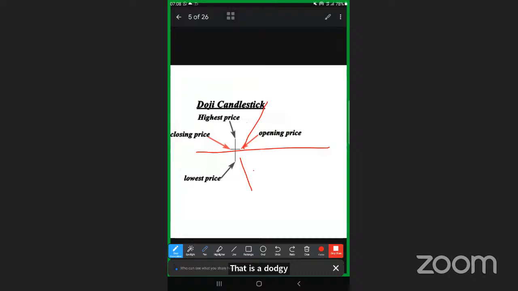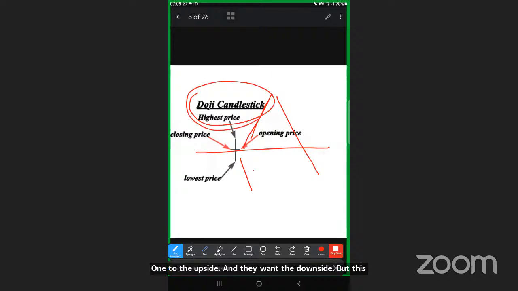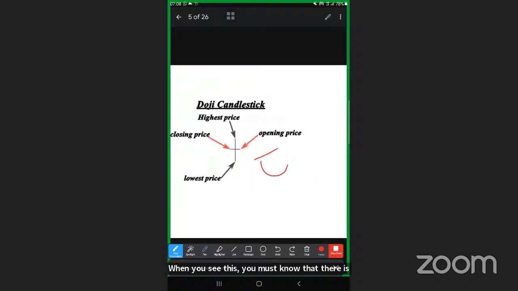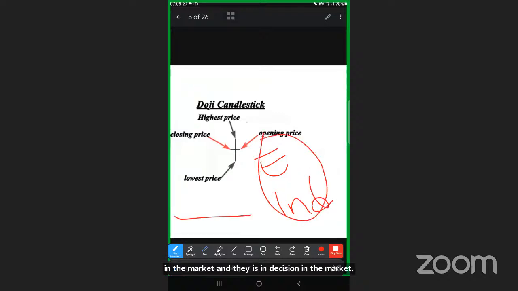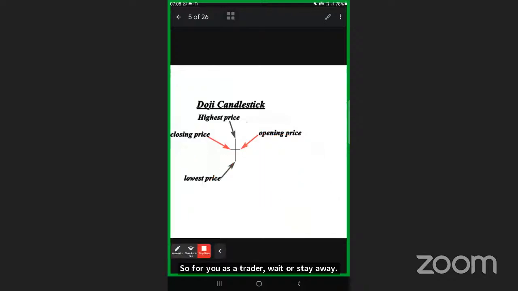Now, there are types of dojis, two of them. One to the upside and one to the downside. But this is a chart pattern called a doji candlestick pattern. When you see this, you must know that there is equality in the market and there is indecision in the market. So for you as a trader, wait or stay away.